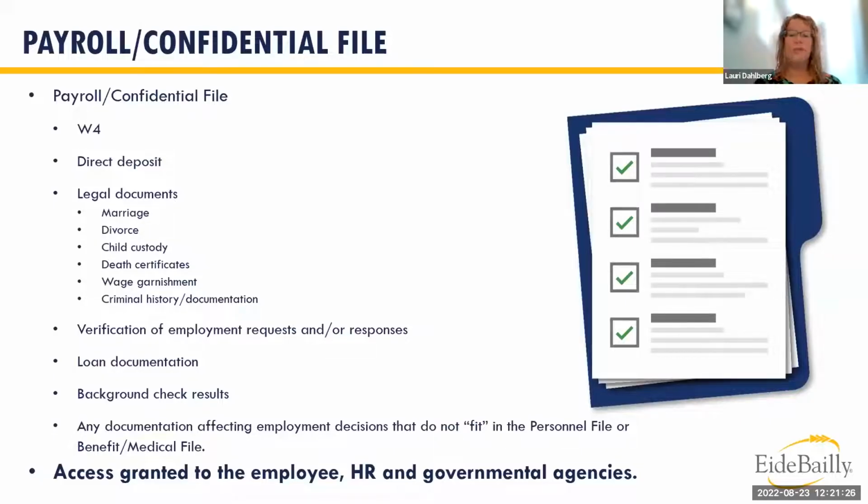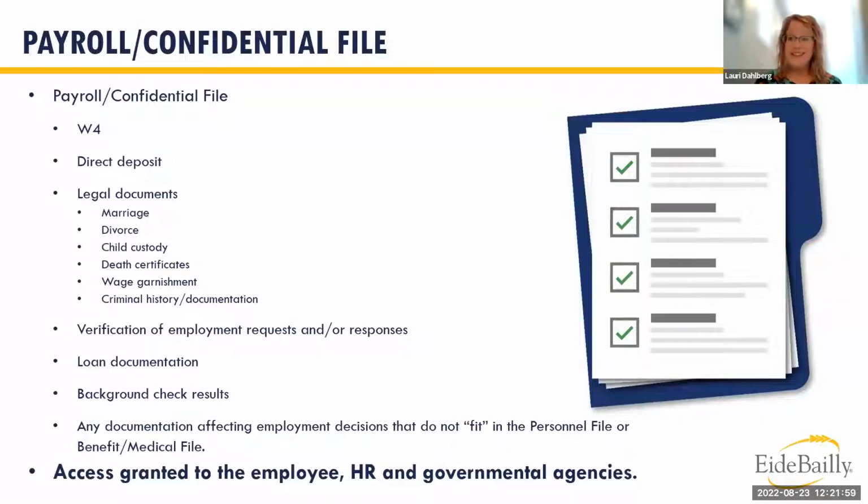The last general payroll file or general personnel file for employees would be the payroll confidential file. And in the payroll confidential file, you are going to find information related to payroll, such as their W-4, a direct deposit form, if you happen to have that. It also will contain any confidential information, such as legal documents. If someone gets married and they change their name, or they get divorced and need to remove individuals from benefit plans or from their emergency contact list.